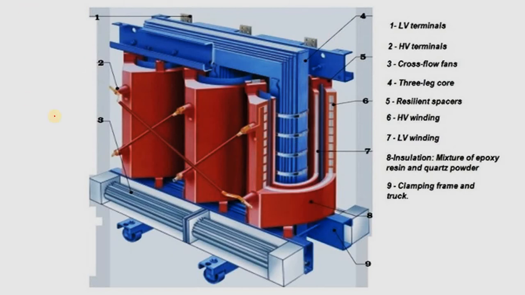This is the core of the transformer, with the LV winding near to the core and the HV winding away from the core. You can see the number of steps provided on the core of the transformer. Why is this done? This will occupy more area in the air gap, so that the air gap portion gets reduced. This is the constructional requirement. This one is the top yoke, limb and bottom yoke.